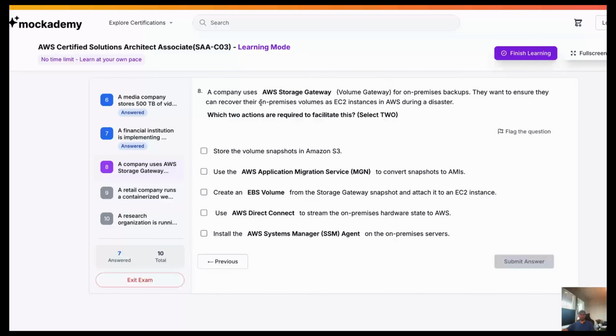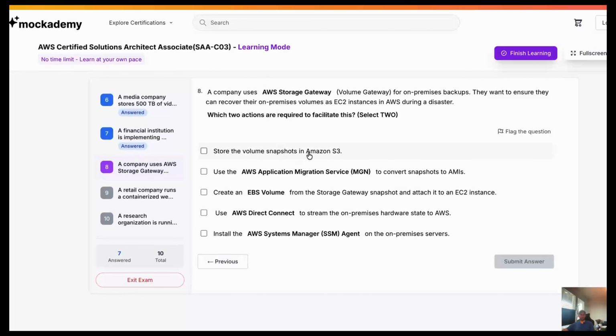A company uses AWS Storage Gateway, Volume Gateway for on-premises backup. They want to ensure they can recover their on-premises volumes as EC2 instances in AWS during a disaster. Which two actions are required to facilitate this? Select 2.